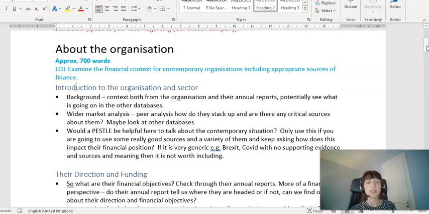So the next section then I'd look at still about the organisation, so we're focusing on that first. Consider where they're going, so their direction and their funding. So with their direction, what I mean is, what are their objectives? So we may find that from their annual reports. We might find it from their company information.